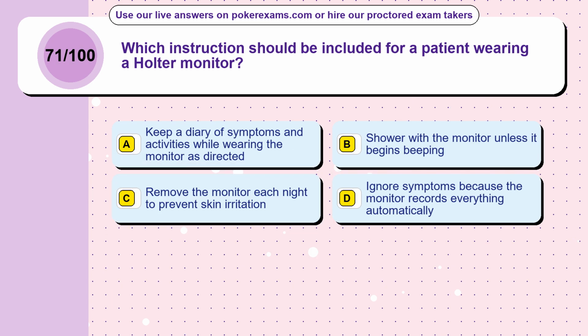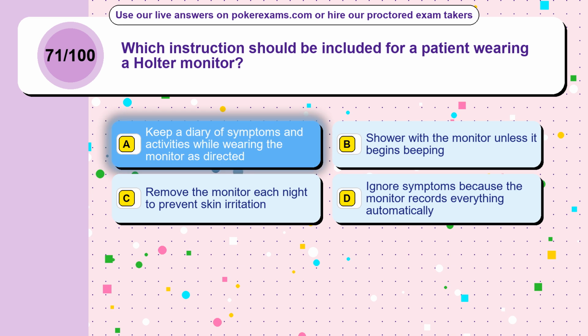Question 71. Which instruction should be included for a patient wearing a Holter monitor? Option A. Keep a diary of symptoms and activities while wearing the monitor as directed. Option B. Shower with the monitor unless it begins beeping. Option C. Remove the monitor each night to prevent skin irritation. Option D. Ignore symptoms because the monitor records everything automatically.